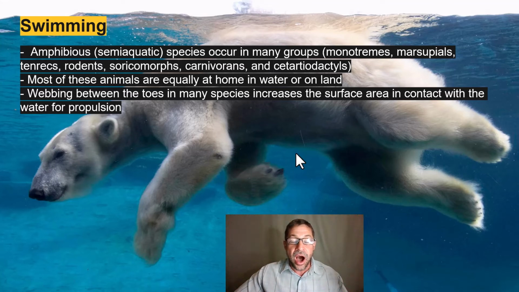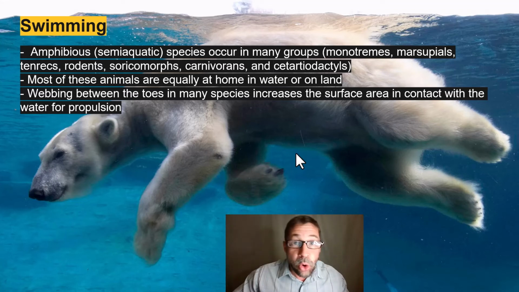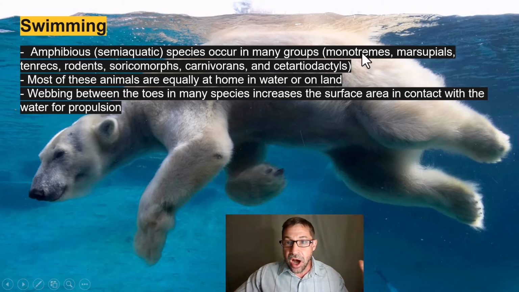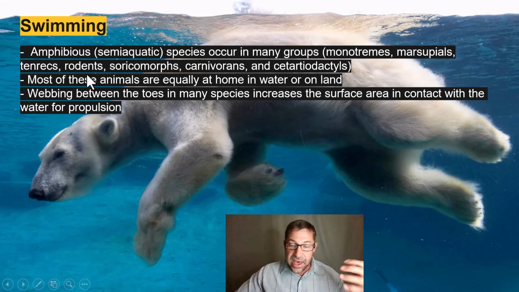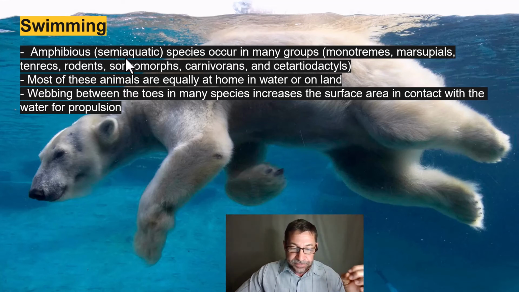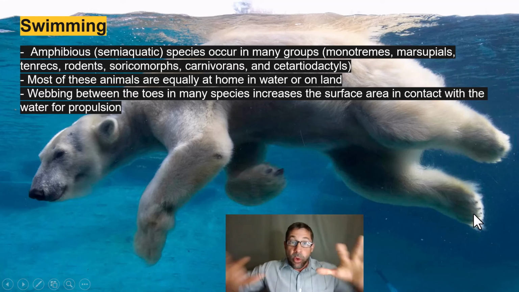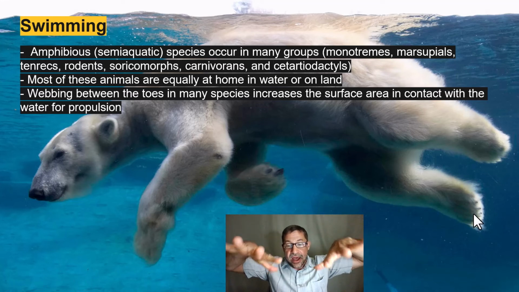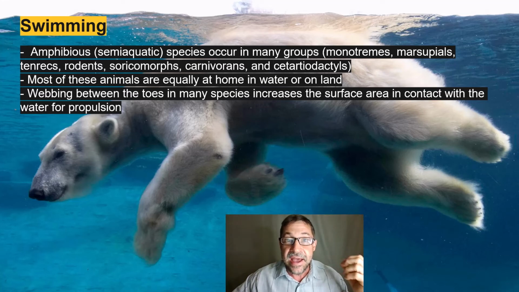Amphibious species that are semi-aquatic, so the polar bear, the platypuses, the monotremes, beavers and muskrats, the water shrew, which I showed you a video of, otters, even moose are considered semi-aquatic. They spend a lot of time in lakes and ponds. Most of these semi-aquatic mammals are equally at home in the water as they are on land. Webbing between the toes of many of these species, like in this polar bear, is going to increase the surface area in contact with the water, which is going to aid in propulsion.